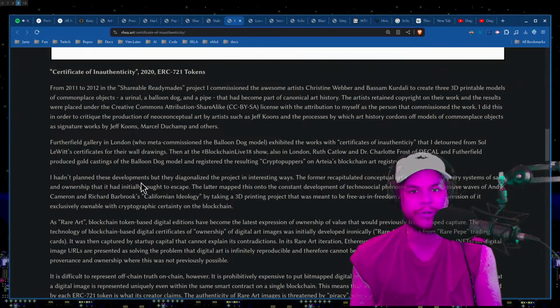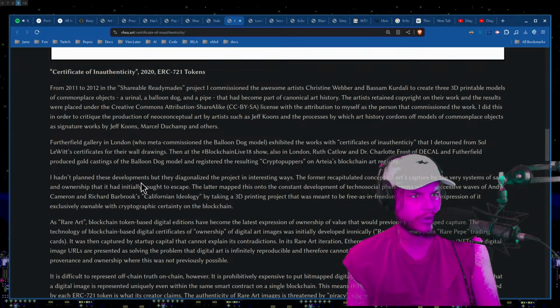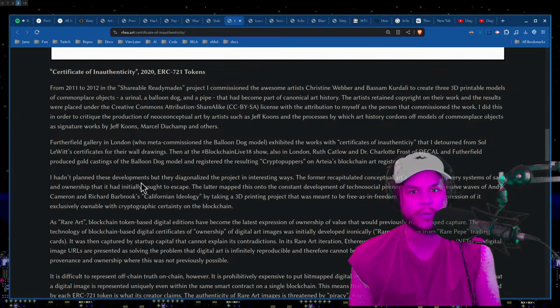with the attribution to myself as the person that commissioned the work. I did this in order to critique the production of neo-conceptual art by artists such as Jeff Koons and the processes by which art history cordons off models of commonplace objects as signature works by Jeff Koons, Marcel Duchamp, and others. Further Field Gallery in London, who commissioned the Balloon Dog model, exhibited the works with certificates of inauthenticity that I detourned from LeWitt certificates for their wall drawings.